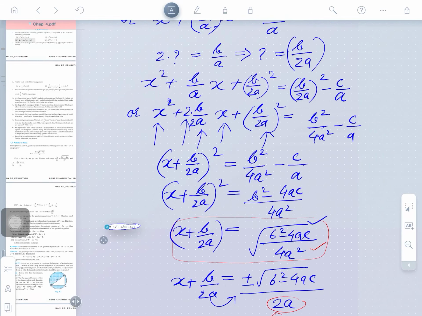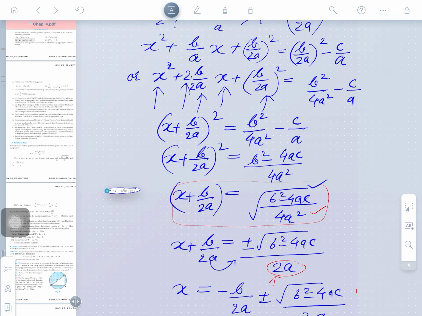You may see this on the screen, and how the method is employed here. Understand this very simple method well. Is that clear, guys? Take the third question. Okay, you see question number three. Yes, the third question is before you, using the completing square method.